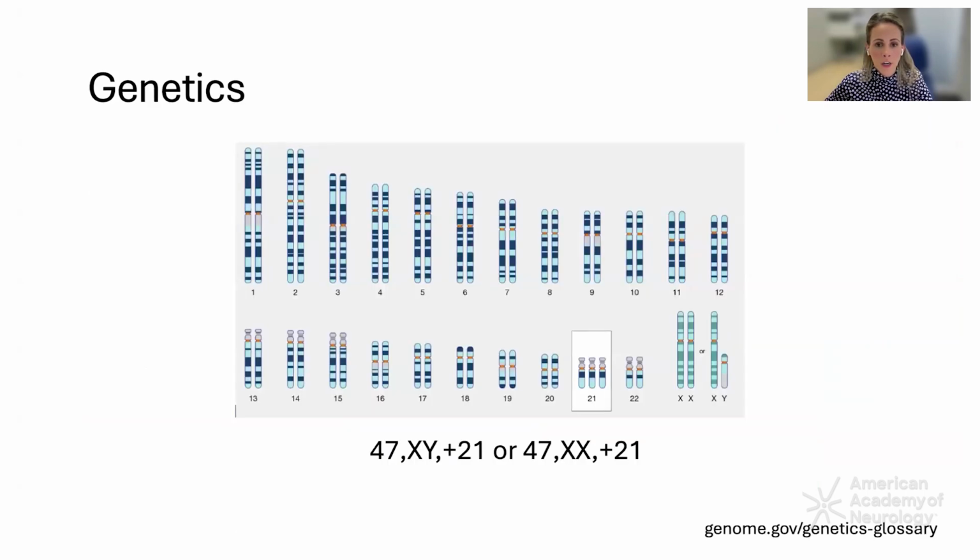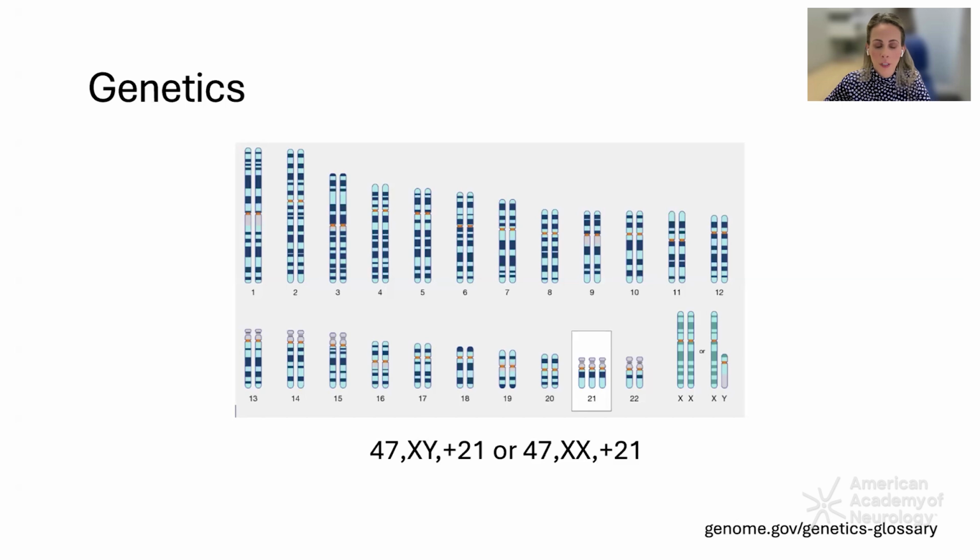Here you can see the karyotype, which is how you would diagnose trisomy 21 with an extra copy of chromosome 21. The presence of all or part of a third copy of chromosome 21 defines Down syndrome, which is the most common chromosomal abnormality. A patient with classical features of trisomy 21 should have a karyotype performed to identify the extra chromosome.